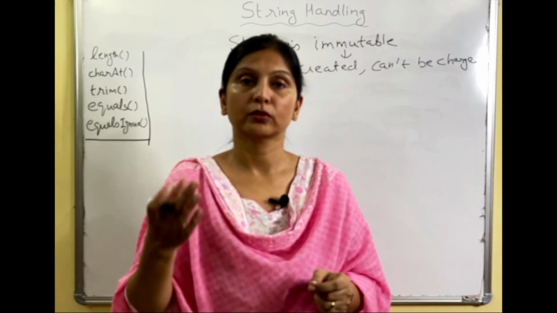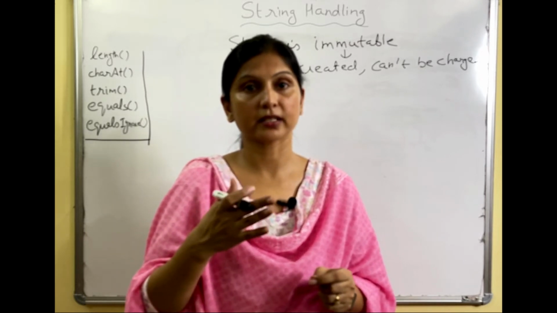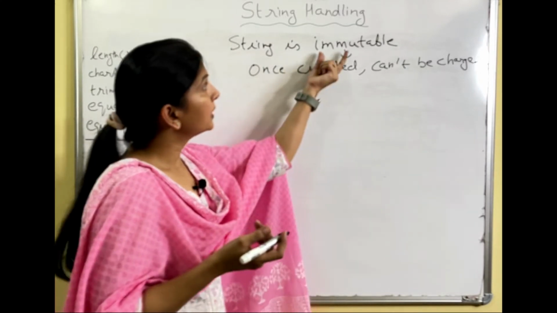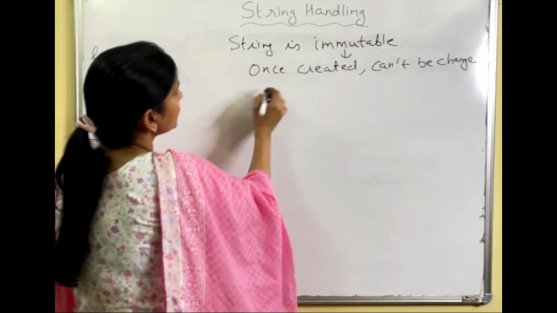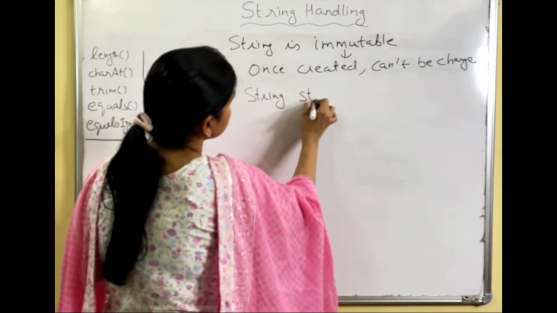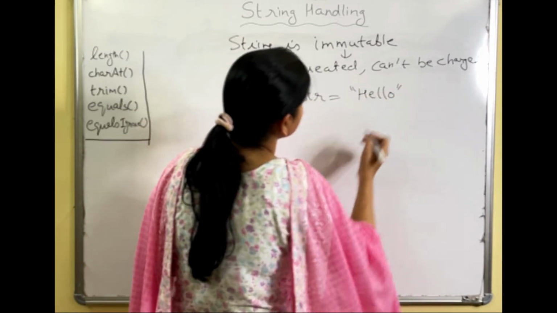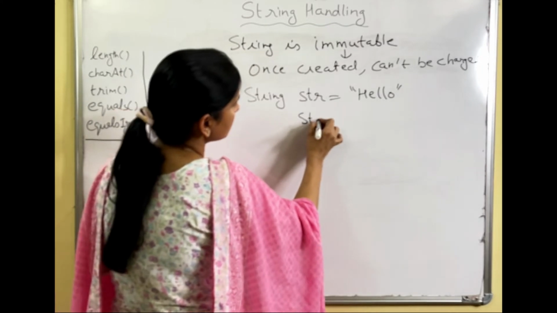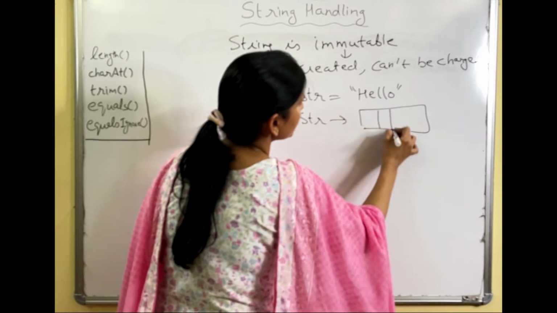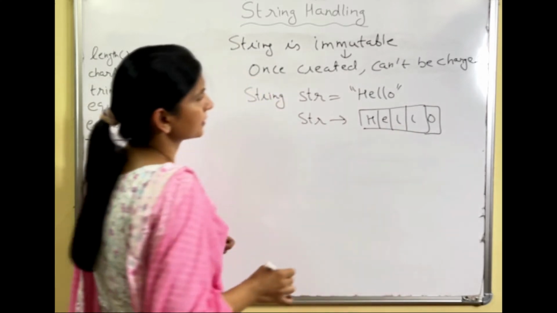So replace means what? You can replace one character by another, or with another character. So how is it possible? We are saying string is immutable. To make it clearer, let's take an example string: str equals to hello. Fine. So what does it mean? It means str refers to the memory location in which the hello is stored, right?